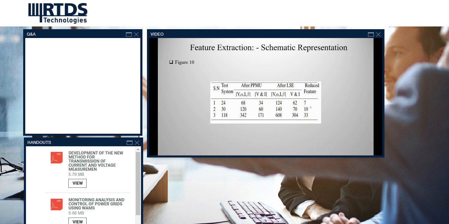Using this SFA algorithm, we have been able to reduce the number of features equivalently to the number of PMUs deployed in the system. For the 24 bus system, the number of features reduced to 7. For the 30 bus, it was reduced to 10, and for the 118 bus, it was reduced to 33.